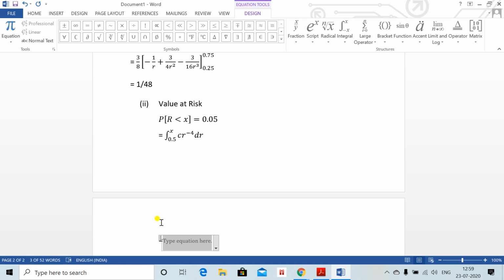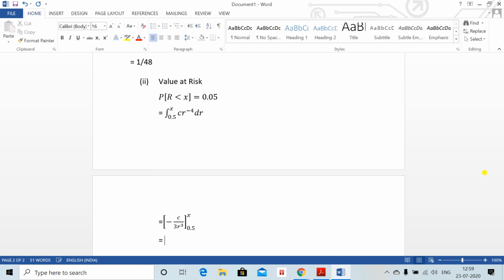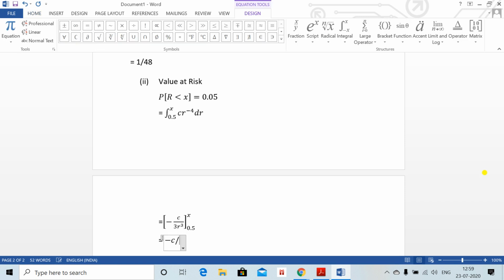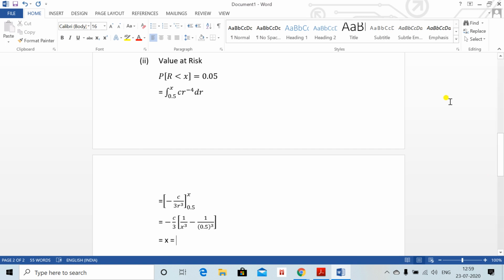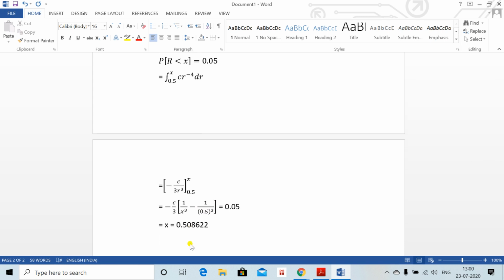Once you write this, solving this integral, and after you solve this, solving for this equal to 0.05, solving this equation for 0.05, you get the value of x equal to 0.508622. Okay, and then the 5% lower tail value.